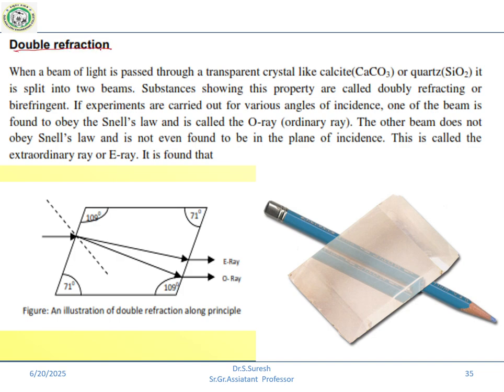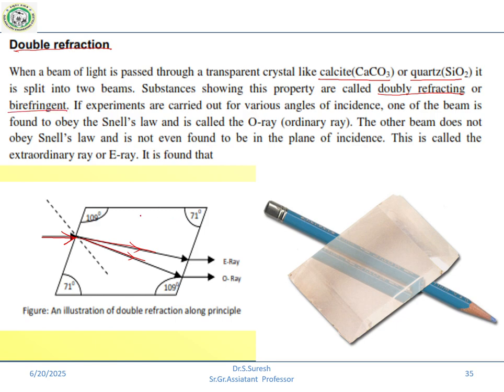Refraction. When a beam of light is passed through certain crystals like calcite (CaCO3) or quartz, it splits into two beams. Substances showing this property are called doubly refracting or birefringent crystals.